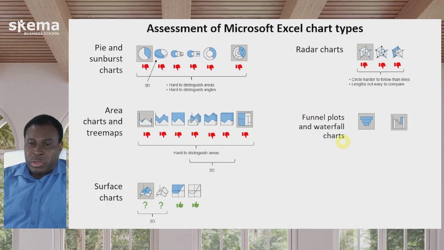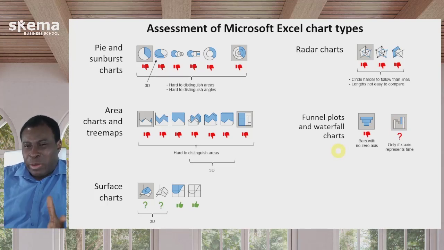Funnel plots and waterfall charts and some other specialized types. Funnel plots seem to be popular in marketing, where they show different elements sorted in decreasing order in a direction, and waterfall charts show one element and show the different values relative in height in a kind of a waterfall direction. Generally speaking, these are a bad idea. They look innovative, they look interesting, but they're not very communicative.